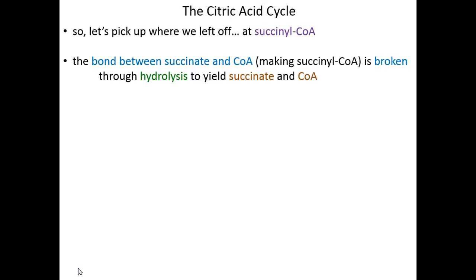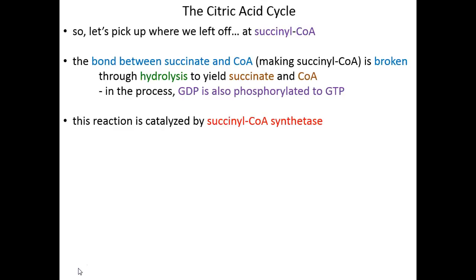Like any CoA bond, the bond between succinate and CoA is a high-energy bond. It's very unstable. Succinate is a stable, non-reactive molecule, and it's made reactive through this CoA bond. And so we can easily break that bond, separating succinate and CoA, and we do that here through a hydrolysis reaction. Because that energy bond is so high energy between succinate and CoA, a lot of energy is released in this hydrolysis reaction, and we capture some of that energy by phosphorylating GDP into GTP. So we actually make a triphosphate here.